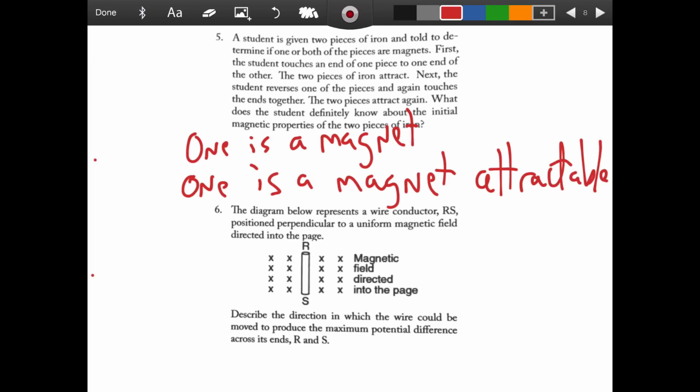Number 6, the diagram below represents a wire conductor positioned perpendicular to a uniform magnetic field directed into the page. Again, these X's mean into the page and dots would mean coming out of the page. And remember, to induce a potential difference, what we want to do is move this conductor across the lines. So the only way to do that in this example is to move it left and right.